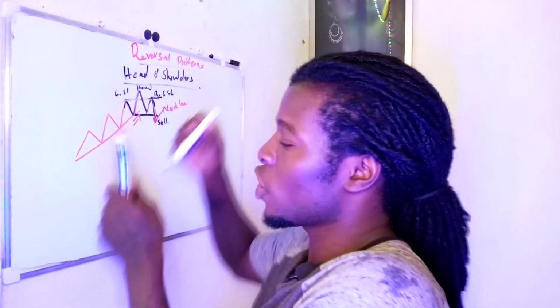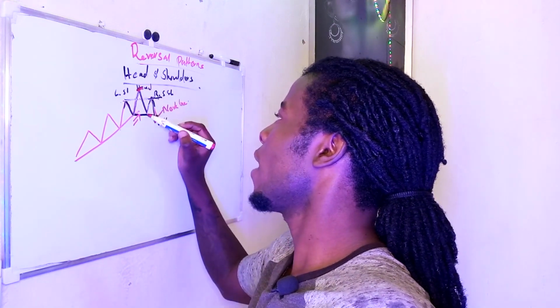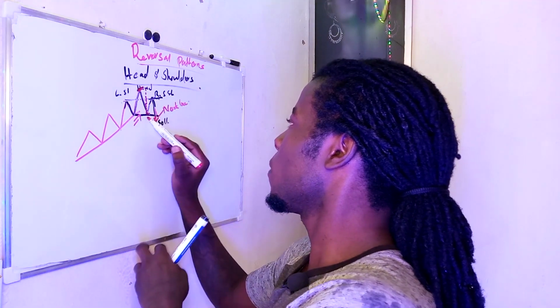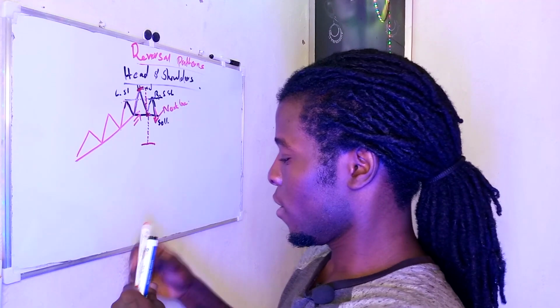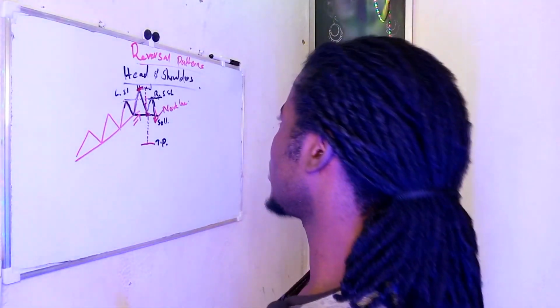I will need you to take your ruler once again and measure the distance between the head up to the neckline, all right? So measure that distance. Then with the same ruler, let's say this is where the head did end, so this should be your take profit. Easy, gang. Right, so let's continue. That was the head and shoulder.